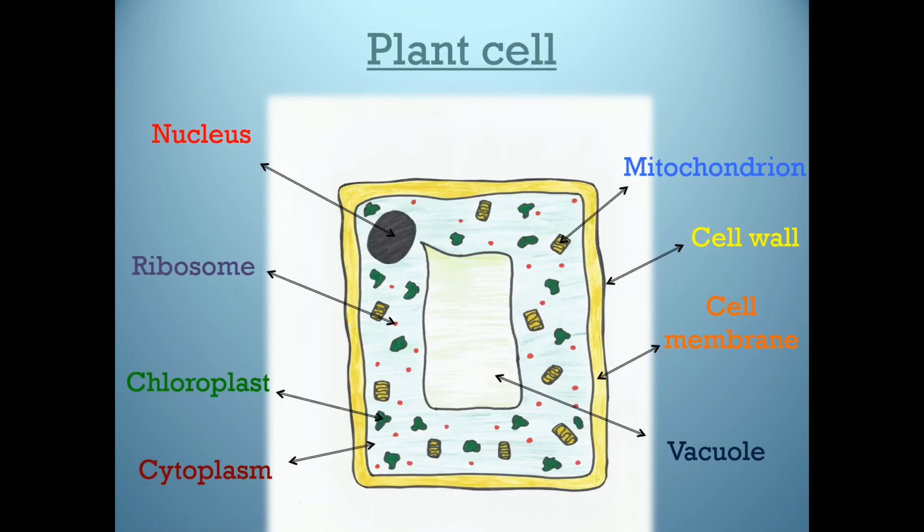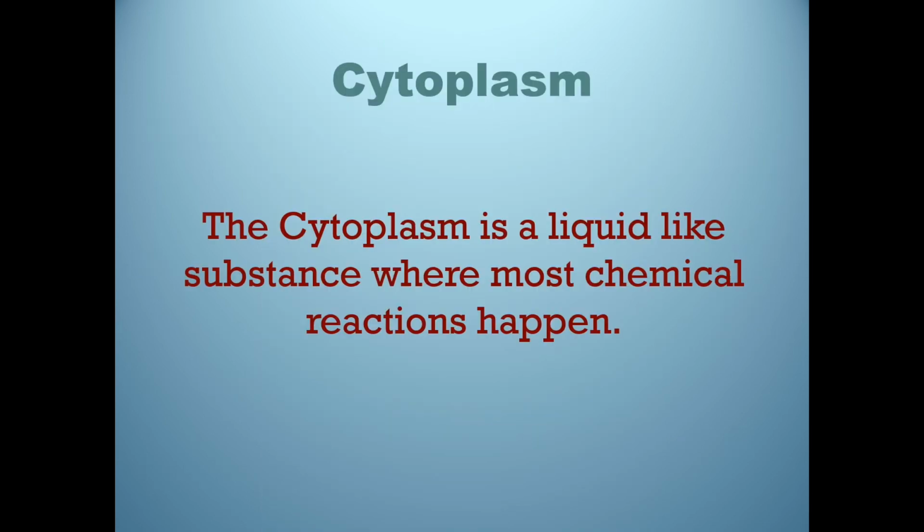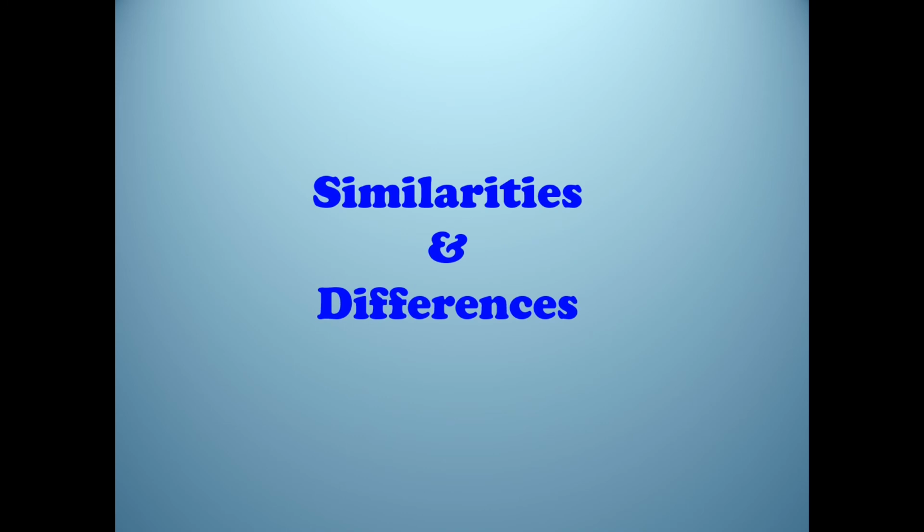Cytoplasm. The cytoplasm is a liquid-like substance where most chemical reactions happen. Now that we have looked at the plant cell and animal cell, we can see that they both have similarities and differences.